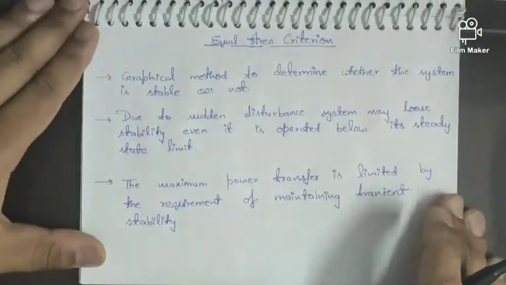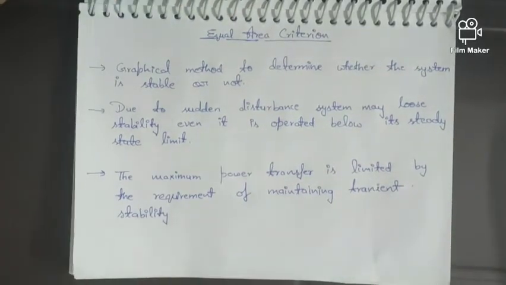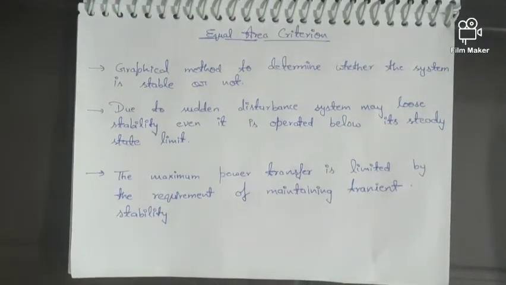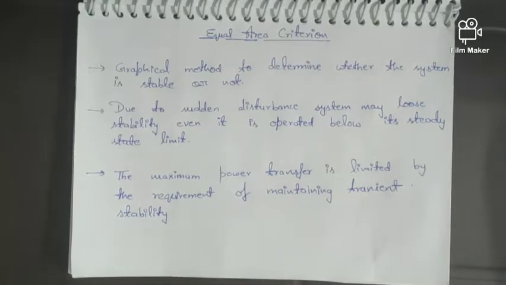Good evening class, this is Nikhil Chaudhary and today we are going to study the equal area criteria topic from the unit power system stability. We have already covered a few things in this unit, including a brief introduction of power system stability, what is stability, what are the types of stability, and what are the factors which are responsible for these types of stability issues.